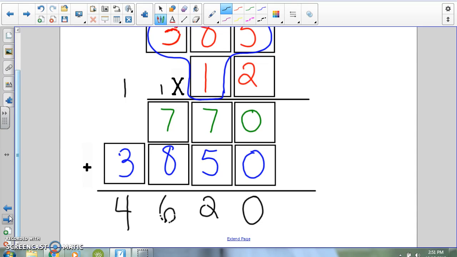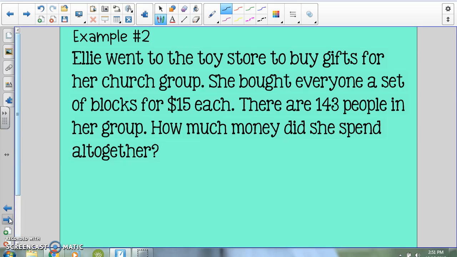Alright, let's move on to our next problem. Example number 2. Ellie went to the store to buy gifts for her church group. She bought everyone a set of blocks for $15 each. There are 143 people in her group, and we want to find out how much money did she spend all together. So I'm going to read it one more time. Ellie went to the toy store to buy gifts for her church group. She bought everyone a set of blocks for $15 each, and there are 143 people in her group. So how much money did she spend all together?